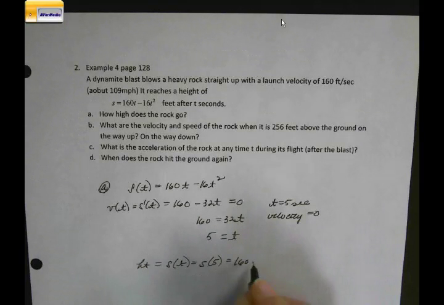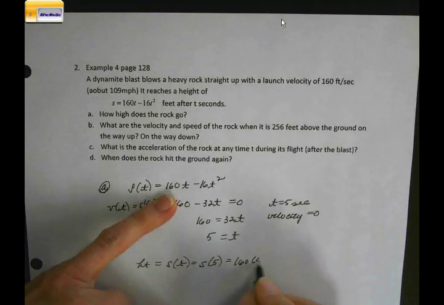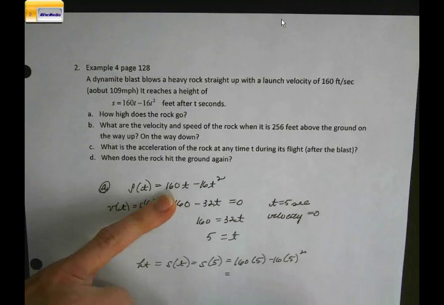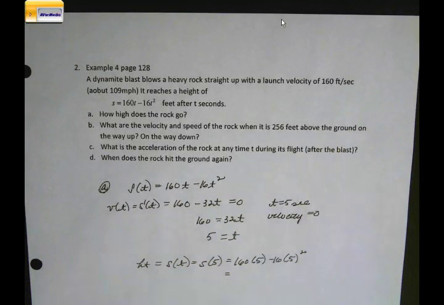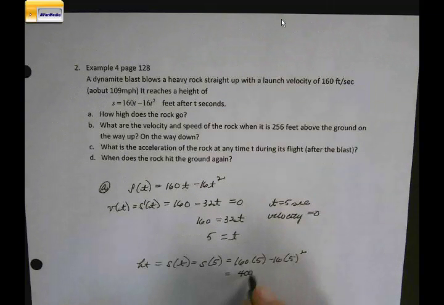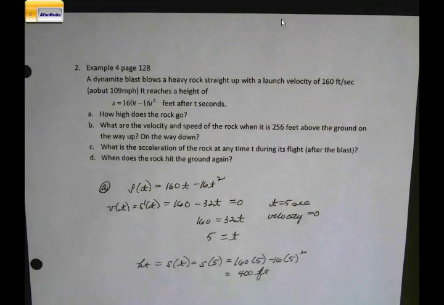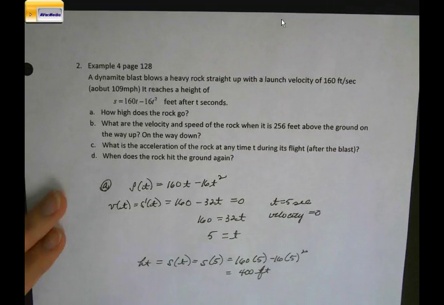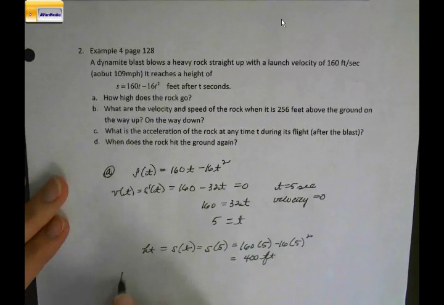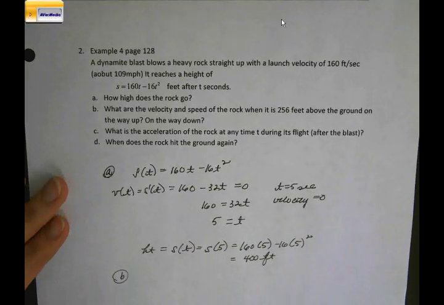So this is the 160 function, 160 times 5 minus 16 times 5 squared. Did you get 400 feet? 400 feet, yeah. Okay, so it shot up 400 feet, so it took off really fast. It kind of gradually slowed down until it stopped at 5 seconds, and then it's going to fall. So that's how high it went. Yeah, it's up there for a heavy rock. Not any rock, okay?